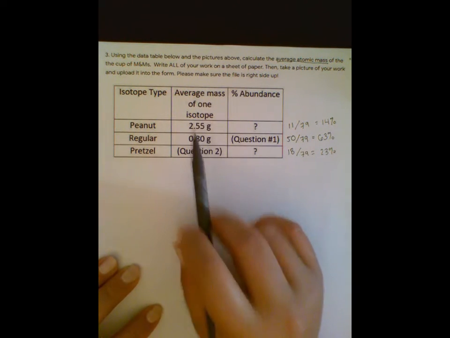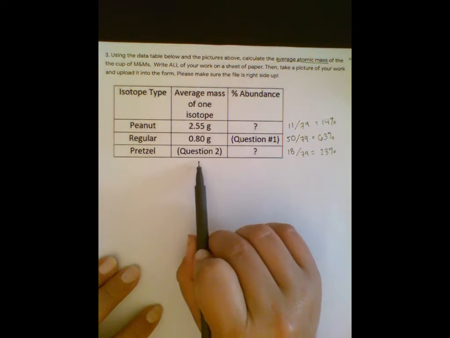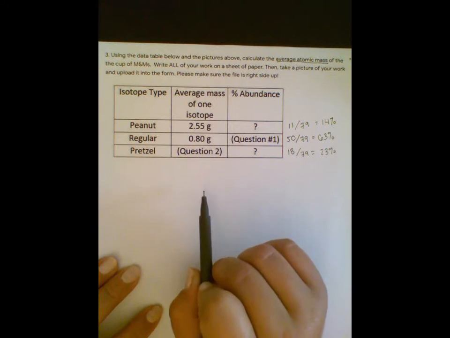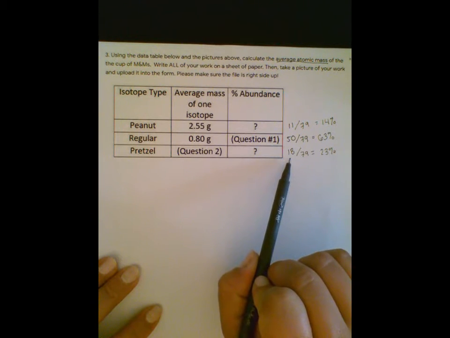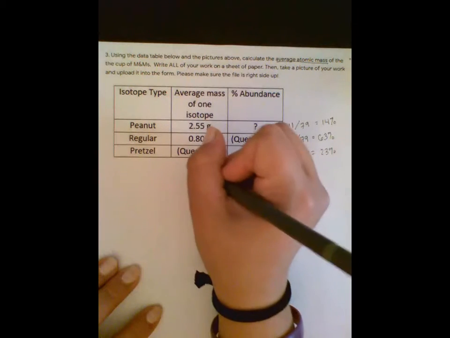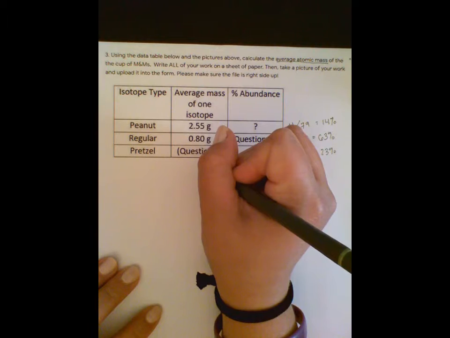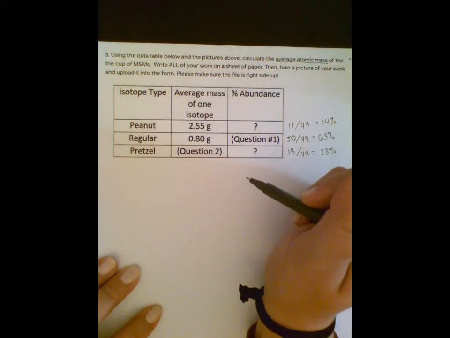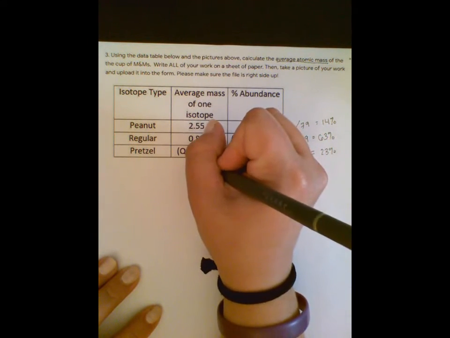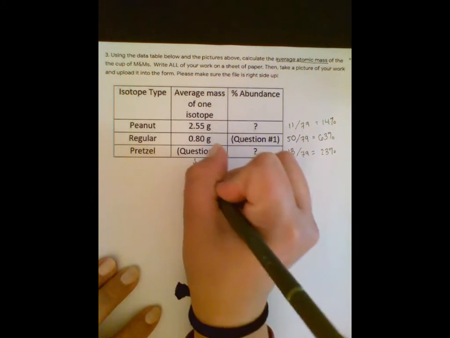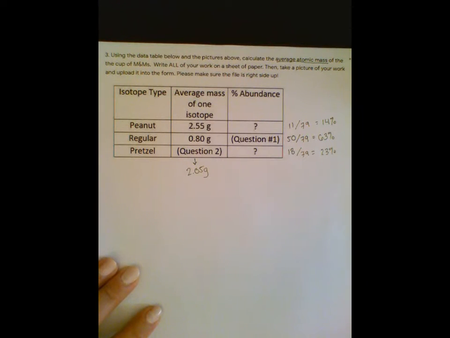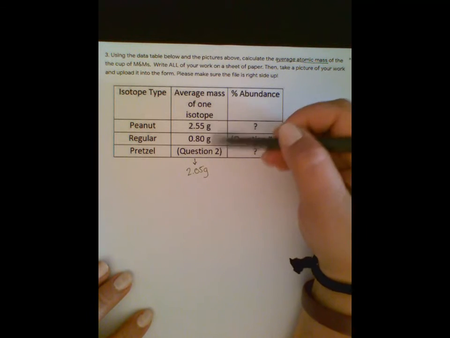In question number 2, you had to find the average mass of one pretzel isotope. So you took the mass that was on that scale, you divided it by your number of pretzel M&Ms, which you counted from the picture, which was 18. I believe this number was like 36 point something. Anyway, when you did that division, you got a mass of one pretzel isotope that was 2.05 grams.